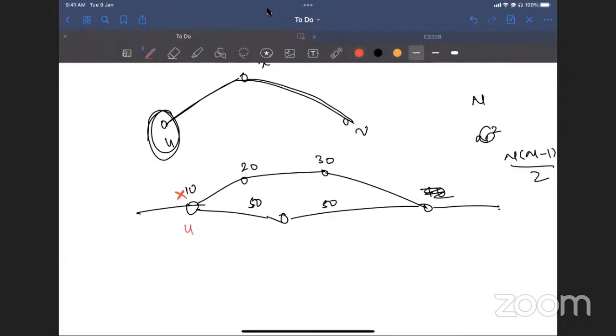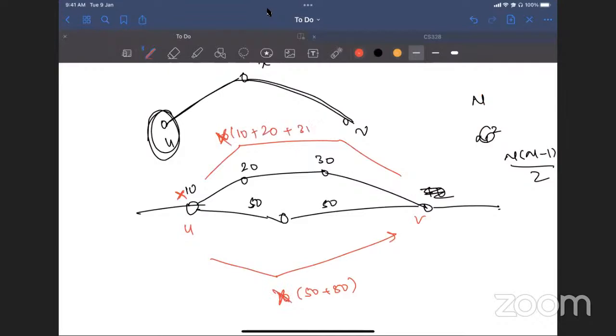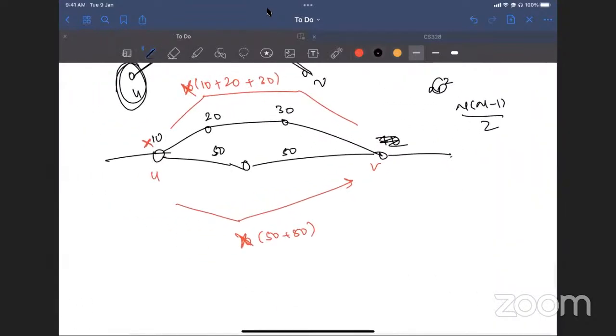So if I start at U, this is U, this is V. The cost of refueling along this path is basically 10 into 50 plus 50, and the cost along here is X into 10 plus 20 plus 30. And whatever is the minimum of these two, I'll take that cost. Is this clear? Yeah, it is clear. You can go on.